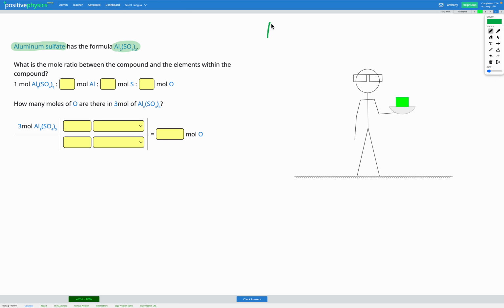So our formula is Al2(SO4)3. In there, we've got 2 Als. Then we've got 3 sets of SO4. So that means we've got 3 S, sulfur. For oxygen, we've got 3 sets of O4. So that's going to be 4 times 3, which is 12 total oxygens.